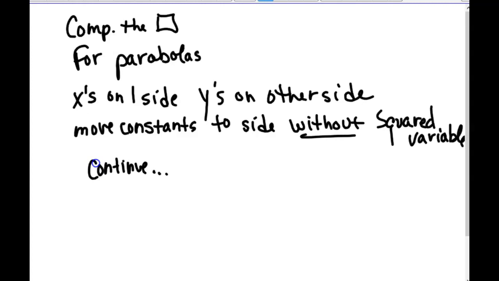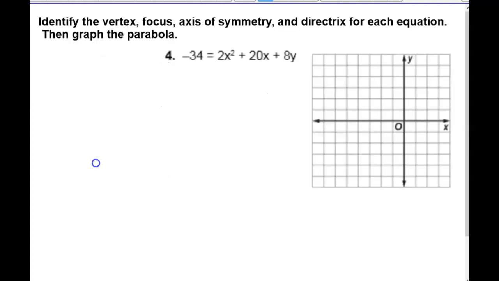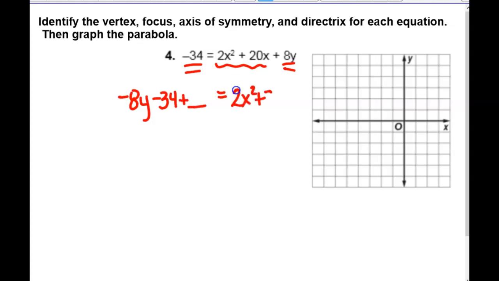Anybody got whatever they want written down from that disaster? I can come back to this slide if you want me to after we do one. All right, so in this, the x's are here, here's a y, and here's the constant term. I want to move the 8y over with the constant term, so it'll be a negative 8y. We have a negative 34, and we're going to need a blank on both sides. What's happening next, though?